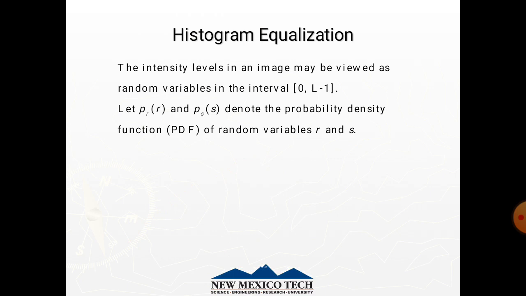Functions, and let the variable r represent the gray level of the image to be enhanced. In the initial part of this, assume that r has been normalized to the interval 0 to 1, with r equal to 0 representing black and r equal to 1 representing white. So we consider a discrete formulation and allow pixel values to be in the interval of 0 to L minus 1.